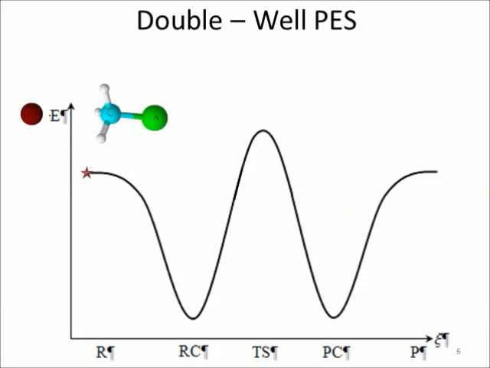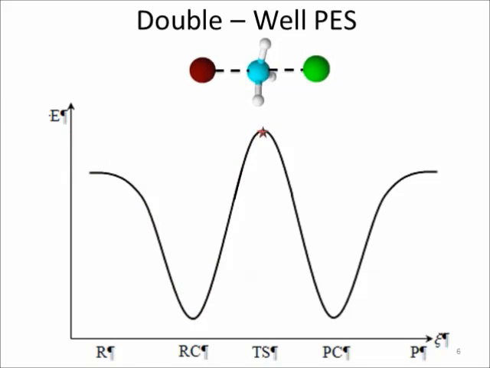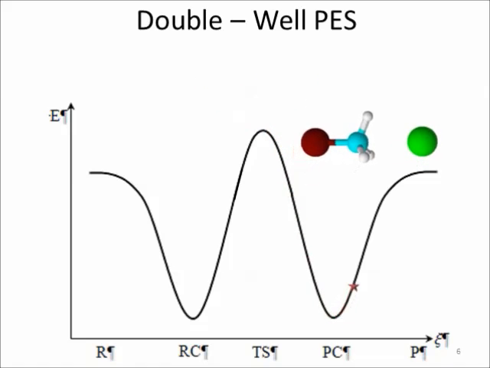SN2 reaction is characterized by a double well potential energy surface. The nucleophile attacks the substrate. First, it pauses for a reactant complex before proceeding to form the transition state. Then it forms the product complex before forming the product.